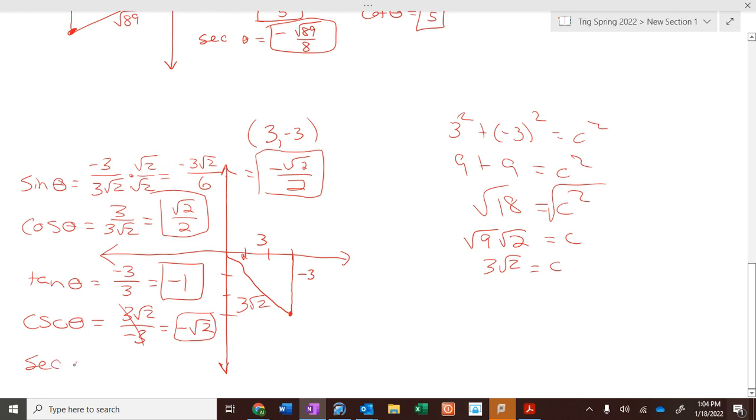The secant of theta. Well, it's 3 square root of 2 over 3, which is just square root of 2. And the cotangent of theta. -1, because it's 3 over negative square root of 3. Okay? So you'll be finding today sine, cosine, tangent, cosecant, and secant given a point on the graph.